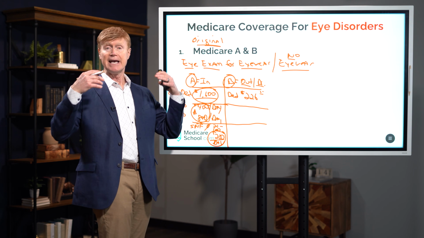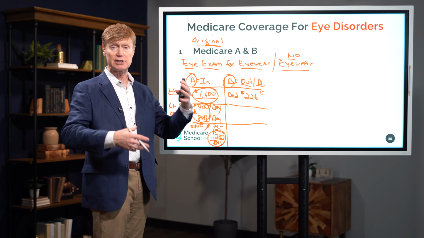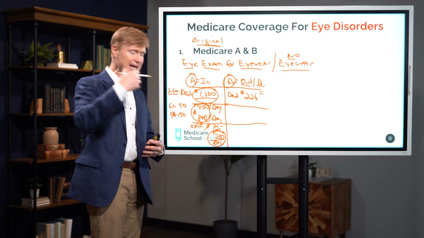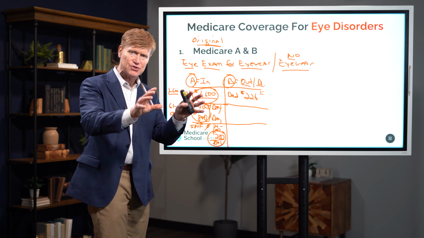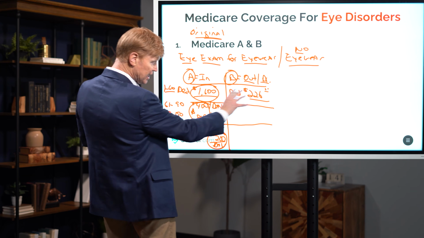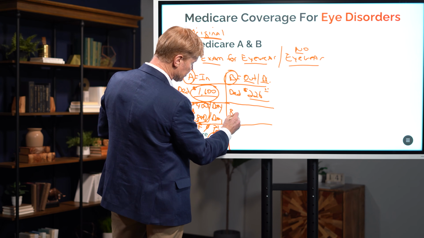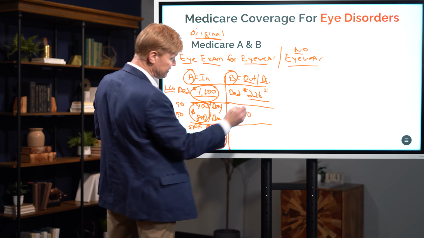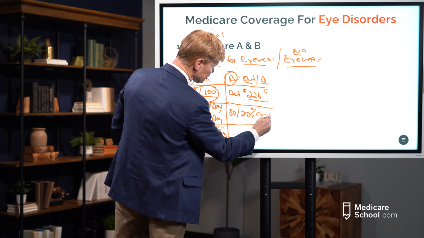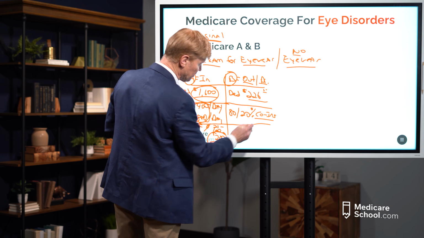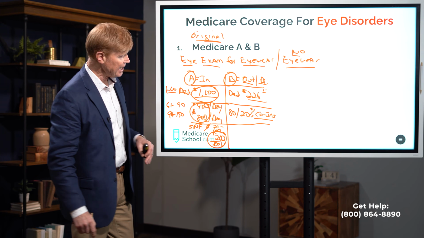So if you're going to have cataract surgeries, the doctor visits leading up to that, the surgeon, the anesthesiologist, the facility, all those kinds of things will be covered by the B side of Medicare. You're responsible for your deductible, and then after that, Medicare is going to pay 80% of the bills on the B side, and you're responsible for 20%. We call this co-insurance. Medicare pays 80 and you pay 20.